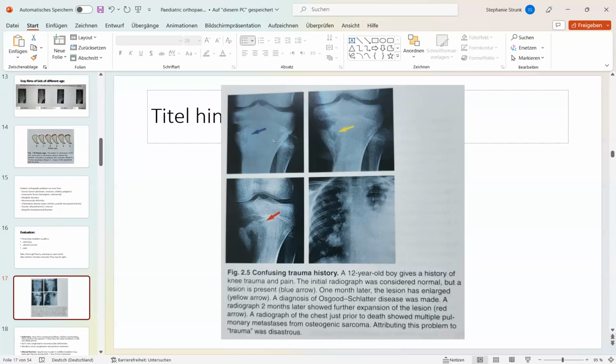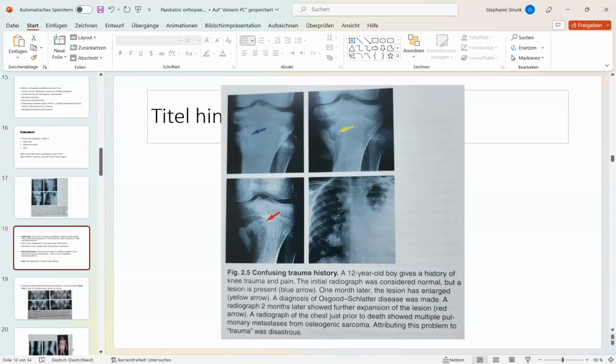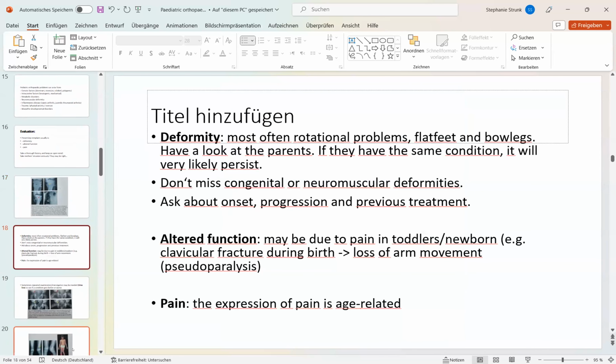Of course, all kids fall on and off, so don't get distracted by this history of trauma. The question to ask in this is, does it hurt at nighttime? Tumors hurt at nighttime. So even with a trauma history, just keep an open mind about other problems as well.